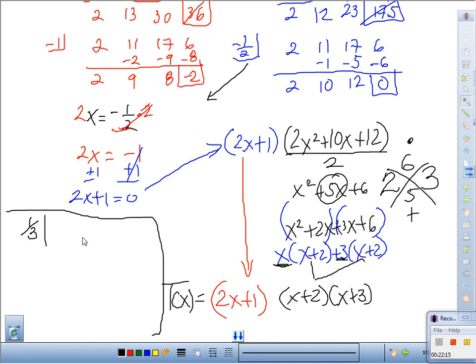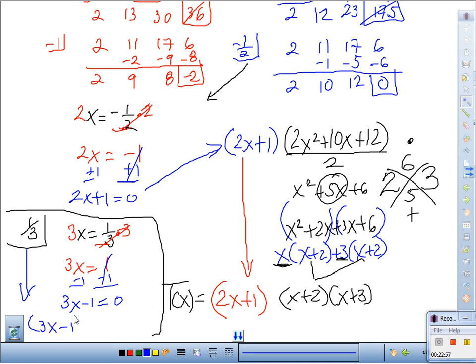Ready? What do I do? x equals 1/3. So that means I need to multiply times 3, multiply times 3. I end up with 3x equals 1. How do I cancel that 1? Minus 1, minus 1. So this is 3x minus 1 equals 0. So this one is written as 3x minus 1.